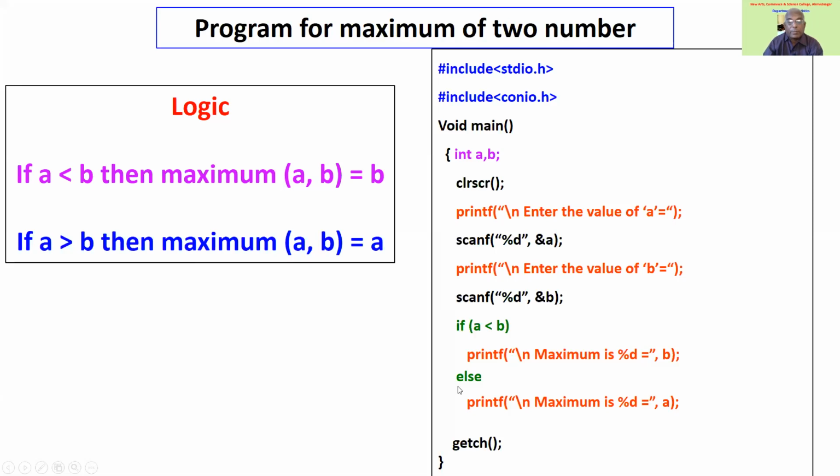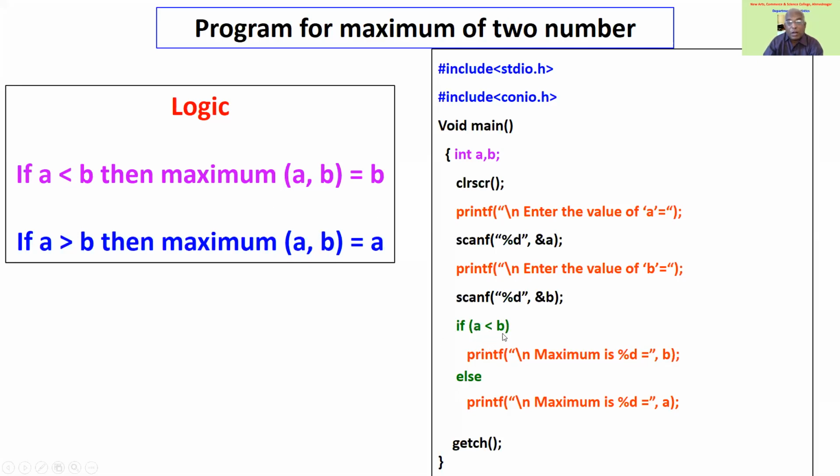Let us come here. If a less than b, this is the logical expression. Either a is less than b or it may not be. So if a less than b, this is true. If this is true, then printf maximum is %d and it will take the value b. So maximum will be b. So we are in this case.